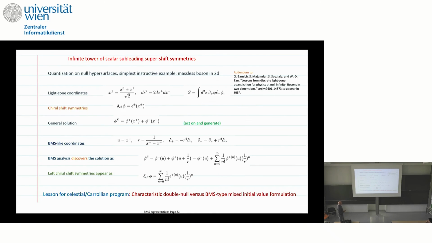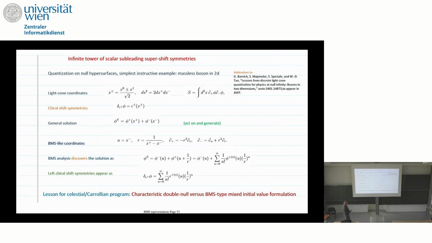BMS coordinates, in this case, take u equal to x minus t and r equal to 1 over x1, if you want. That's BMS coordinates. Of course, now you are talking about a mixed initial value problem, and everything becomes a bit messed up. The d plus and d minus are still fairly simple, but the other one is a bit more complicated. So suppose you do a BMS analysis of this system and you try to construct a solution.